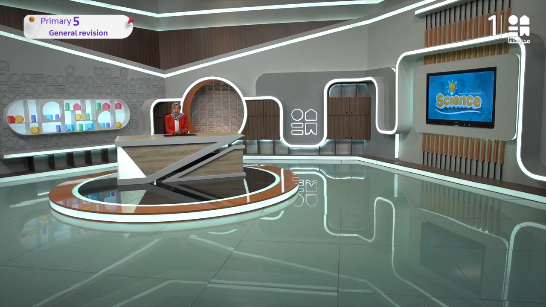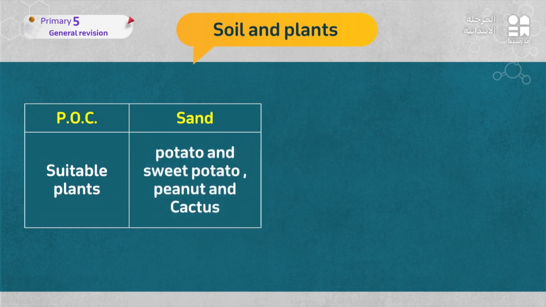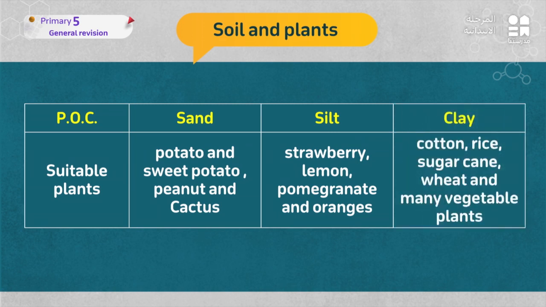بعد كده soil and plants. Soil and plants هنفتكر دلوقتي the suitable soil for each one of them. The suitable plants for each one of the soil. The sand في potato, sweet potatoes, peanut and cactus. The silt زي strawberry, lemon, pomegranate and oranges. The clay زي cotton, rice, sugarcane, wheat and many other vegetable plants.